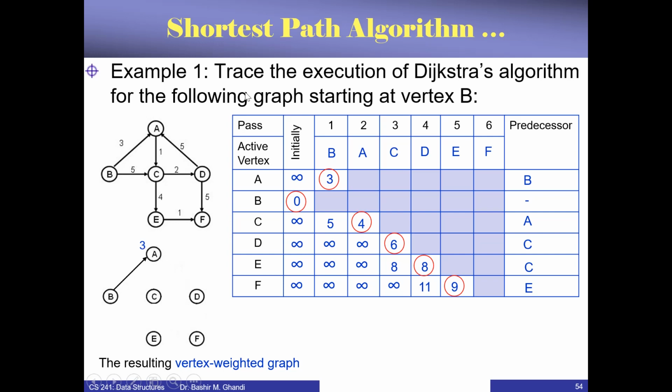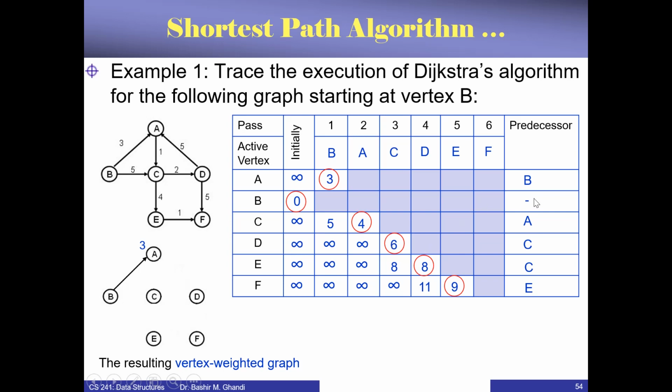It's the cost. Remember, the algorithm is to find the minimal cost of reaching from B to all the other vertices. So we are saying to reach A, the minimal cost is 3. So the 3 is on the vertex, not on the edge. This is why the resulting graph is called a vertex weighted graph, not an edge weighted graph. Okay, so that is the first edge.